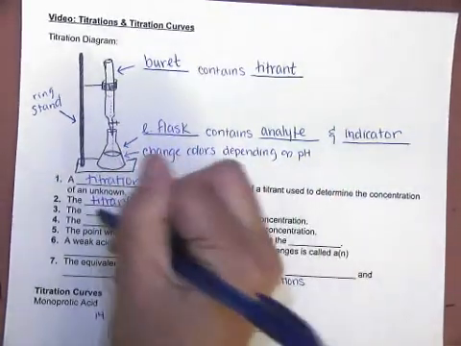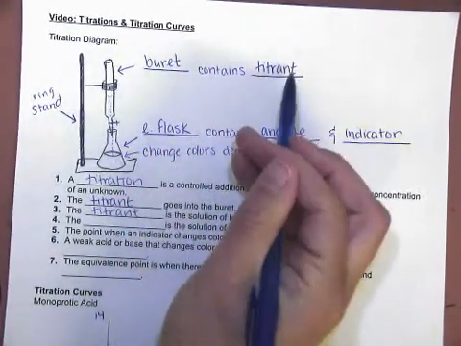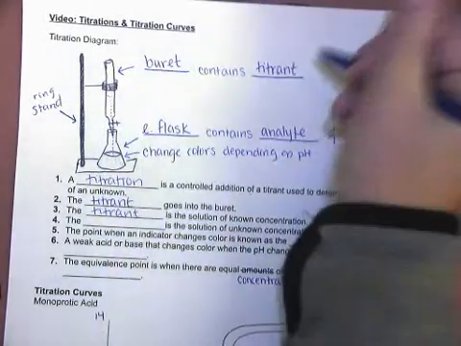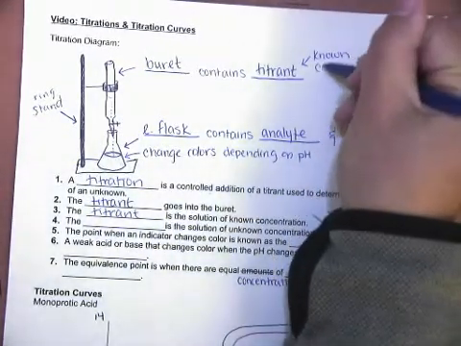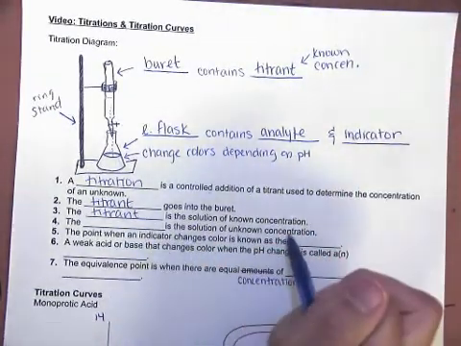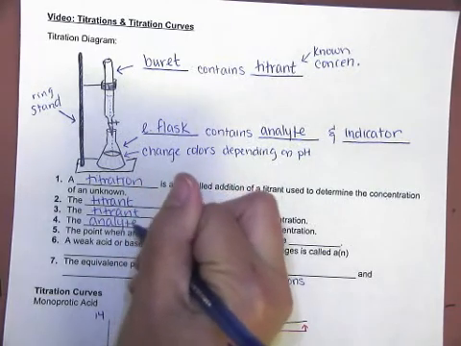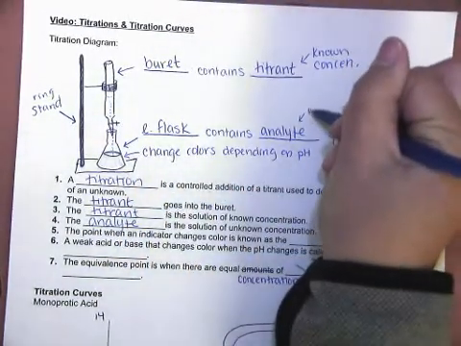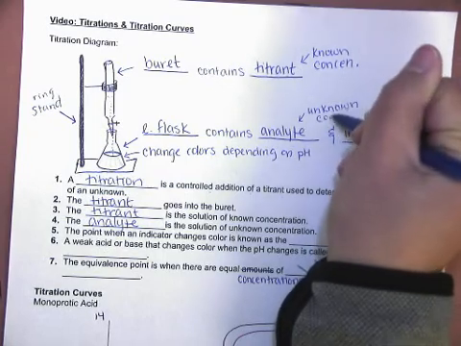The solution of known concentration is the titrant. Again, you do a titration with a titrant. So this is known concentration. The solution of unknown concentration is your analyte. So it's your unknown concentration.